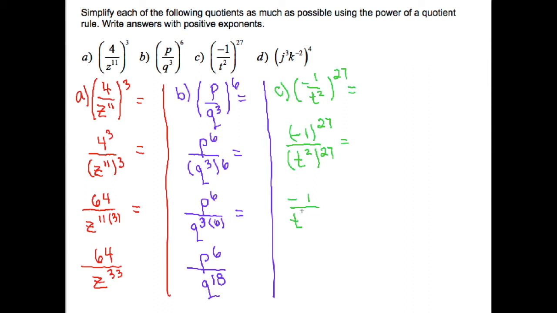And in the denominator, since I'm raising an exponent to an exponent, I'll multiply, and I have t squared to the 27th. This leaves me with a negative out front over t to the 2 times 27, which is t to the 54th.